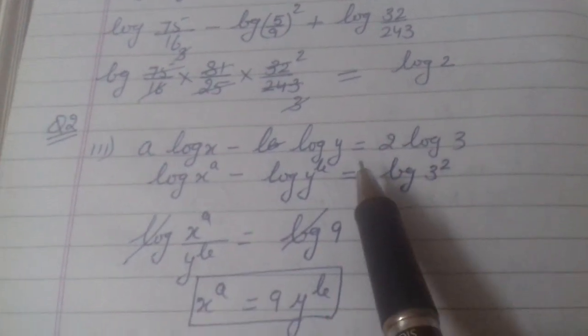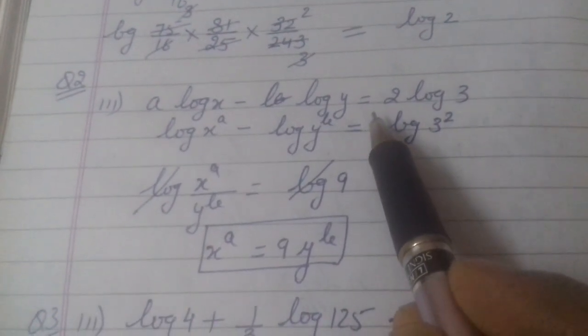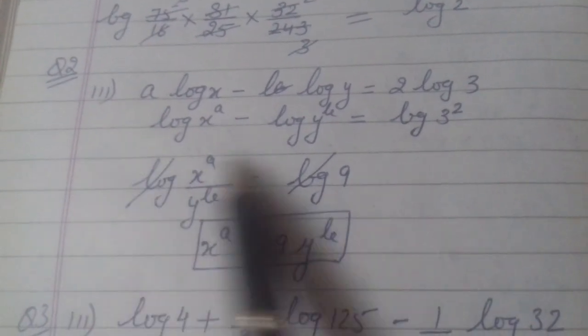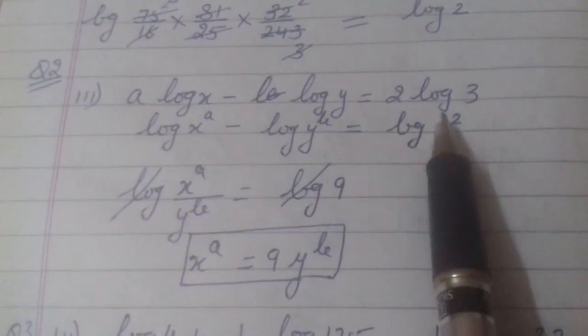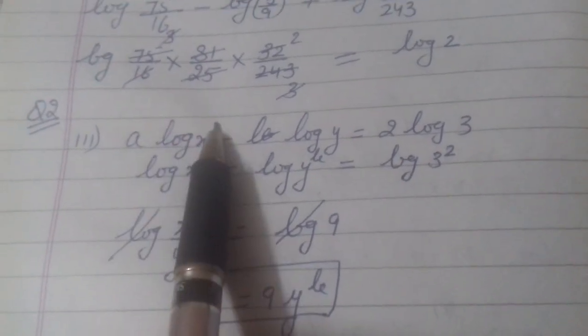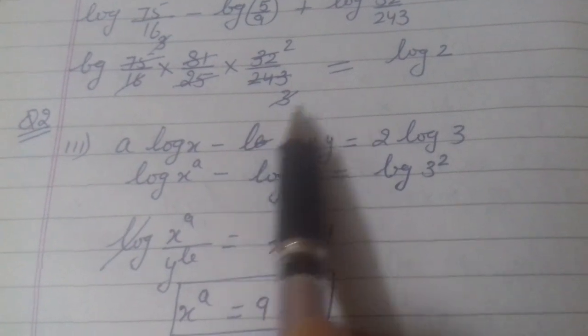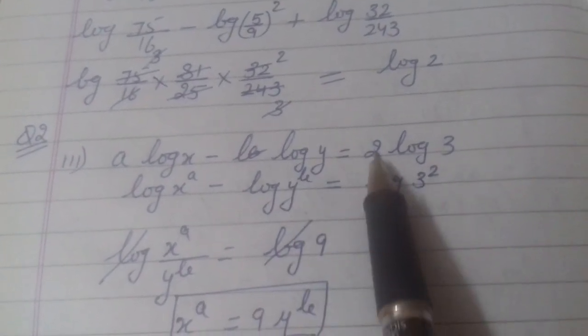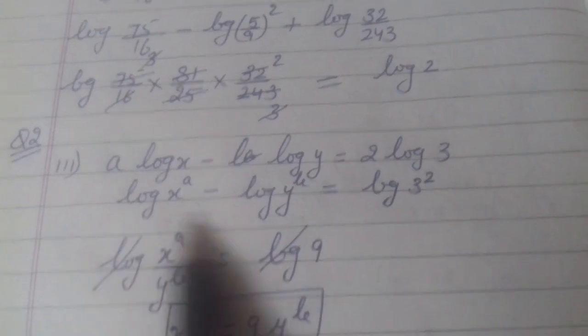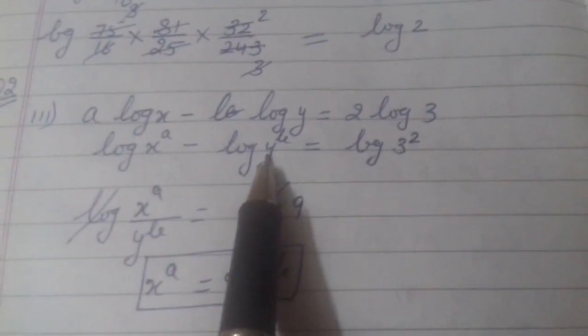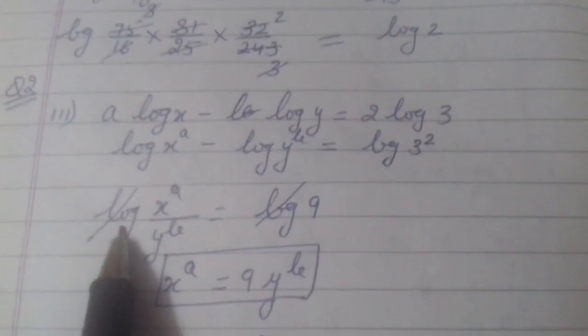Second question, express each of the following free from the log. You have to remove log from the question. This is the given question. Can we take a as the power? B also can be taken as the power and 2 can also be taken as the power. Clear? Now log a minus log b.